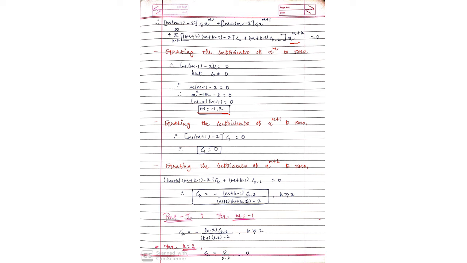Now the second term equals to 0, that is m into m plus 1 minus 2 into c1 equals to 0. Now putting this value here, you will get c1 equals to 0. You can check. So here we are getting c1 equals to 0. Now third term equals to 0, and from this third term we have to find ck. So we are finding ck, making ck the subject. So ck equals to minus of m plus k minus 1 into c(k minus 2) upon m plus k into m plus k minus 1 minus 2.